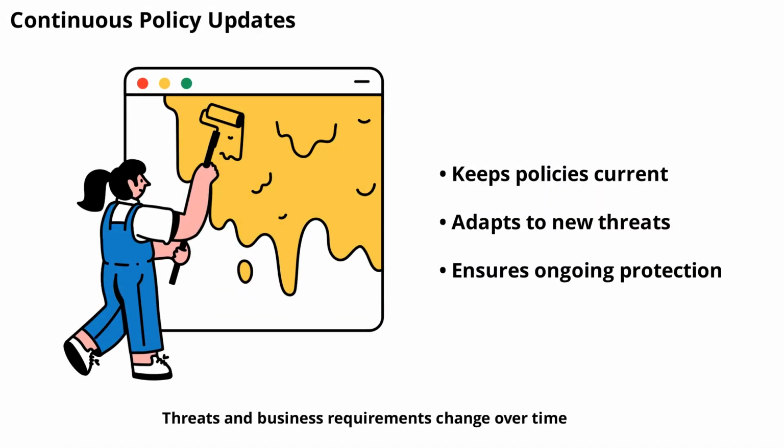Threats and business requirements change over time, so your DLP policies should be regularly reviewed and updated. Continuous policy updates ensure that your invoicing security keeps pace with new risks, regulatory changes, and evolving workflows. This proactive approach helps you stay ahead of threats and maintain robust protection for your invoice data.